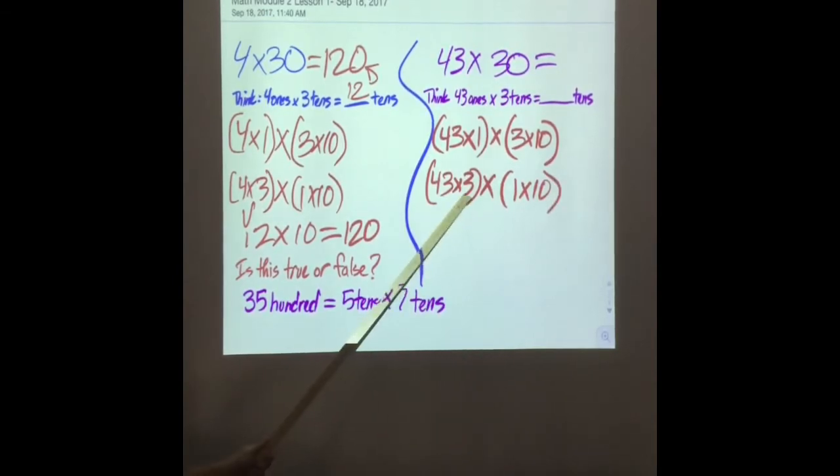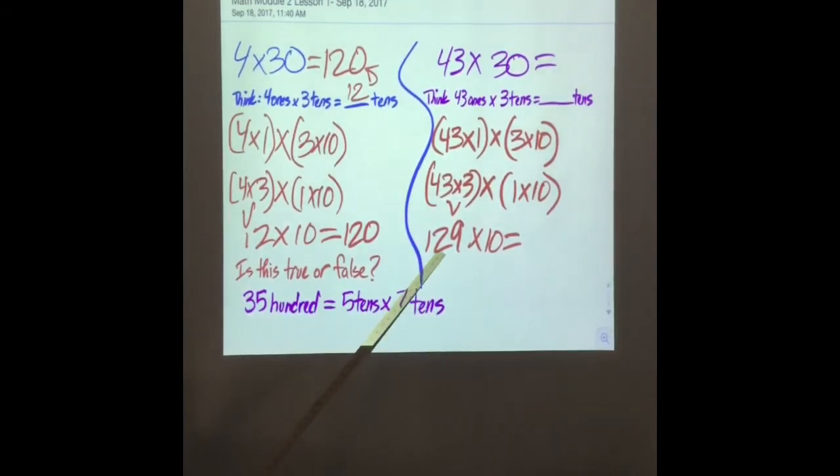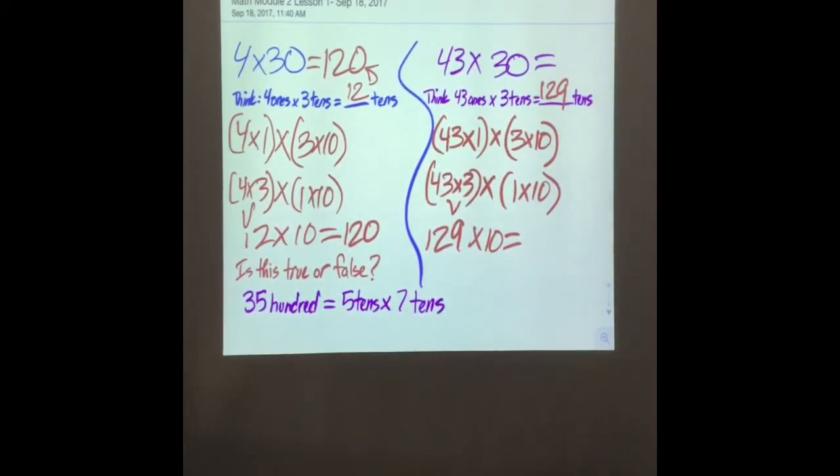Okay. So, 3 times 3 is 9, right? And 3 times 4 is 12. So this is 129, isn't it? Yes. Bring down a multiplication sign, and 1 times 10 is 10. So this is going to give us how many tens? 129 tens, right? Yeah, which would be 1,290. Good job. Nicely done.